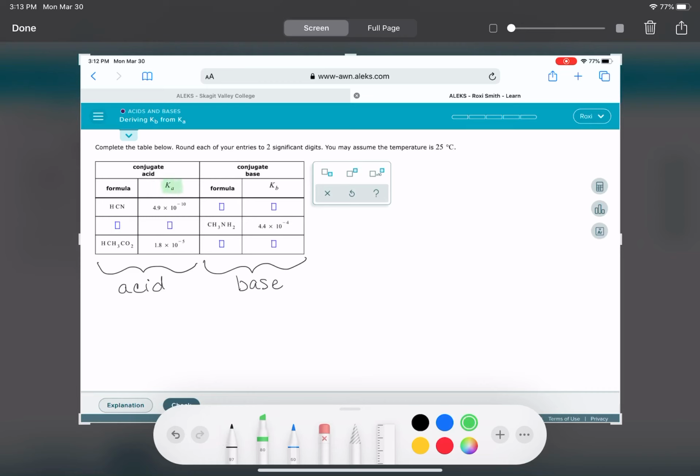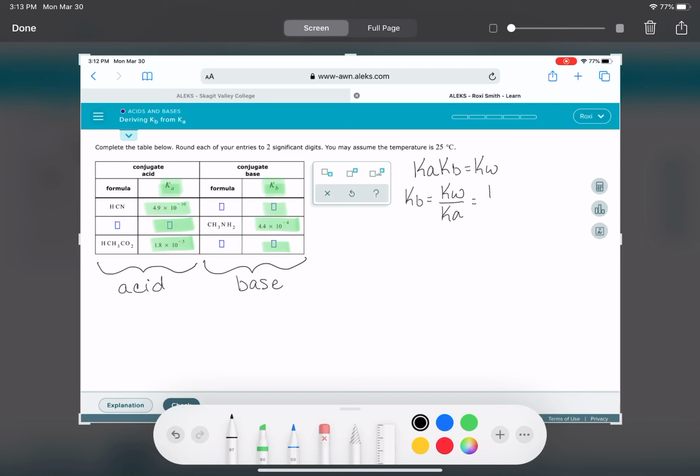The easy part is Ka and Kb and that relationship. So sometimes you're given a Ka and it asks you to solve for the Kb. Sometimes you're given the Kb and it asks you to solve for the Ka. No matter what, the relationship you're going to use there is Ka times Kb equals Kw. So if you know, looking at the first one, if you know Ka, you're solving for Kb. Kb is Kw divided by Ka.